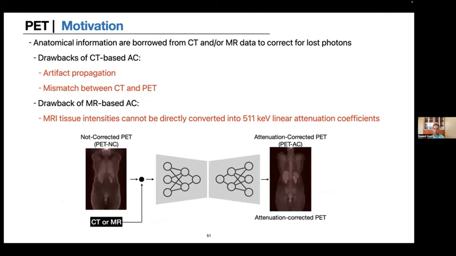Performing attenuation correction based on CT and MR images is very popular in the community. However, they have their own drawbacks. For example, CT images suffer from the artifact propagation drawback, or the CT and PET images need to be registered to have the optimal output. Also, for the MR-based methods, the tissue intensities cannot be directly converted into 511 keV linear attenuation coefficients.